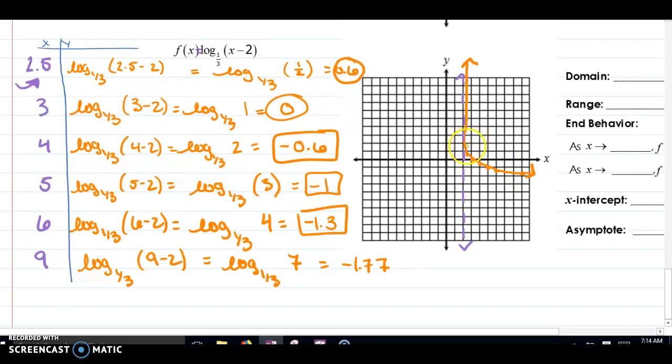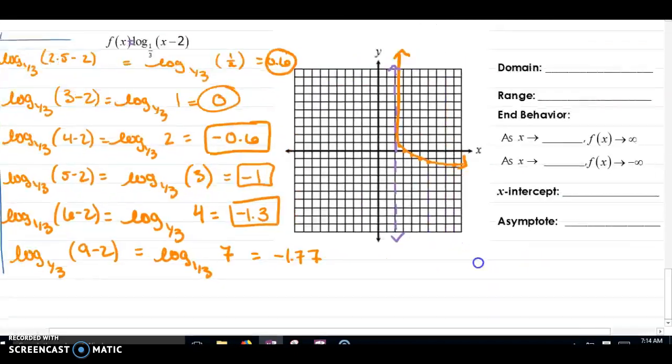The problem is that every point in there is very small. It's anything between 2 and 3, and you're not going to plug in 2.1, 2.2, 2.3 unless you want to, but we do need to show that it approaches the asymptote. So that's what that graph looks like.